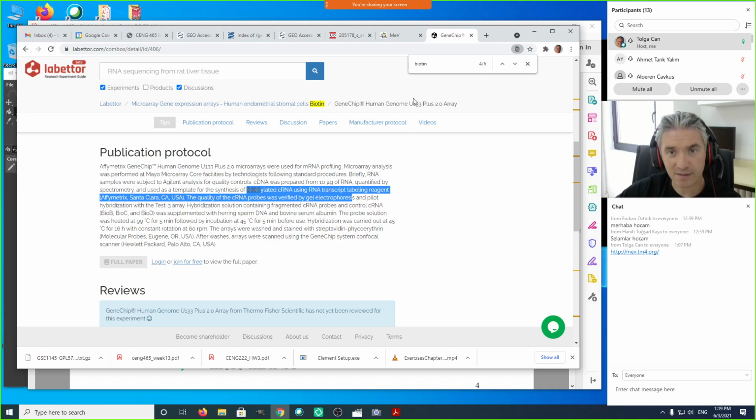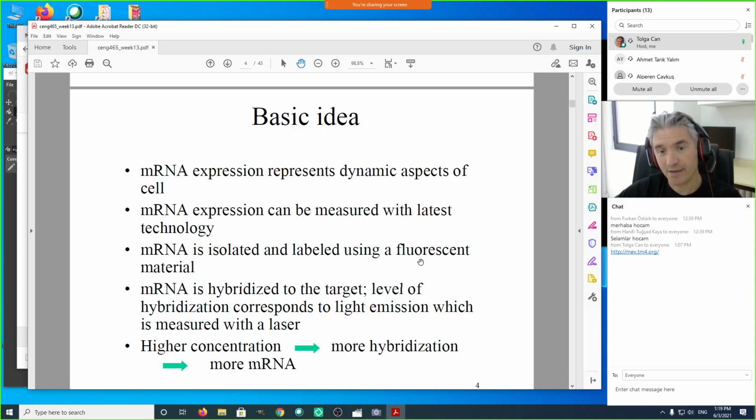The thing is that they can be seen as some light. When they are excited by laser, they give some fluorescent colors of the fluorescent material, which means that you can measure the amount that bound there. The messenger RNA is hybridized, which means that it sticks to some target on the chip. These targets are some sequences that are printed there.